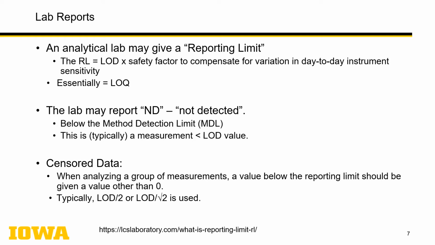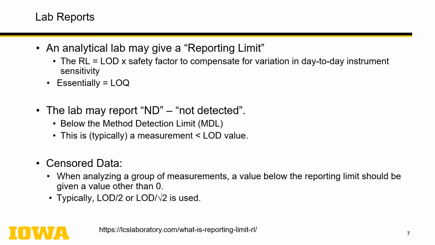Another term they will use if there is something that's way down at the bottom of their instrument sensitivity is called just simply not detected, or ND. So in the EPA terms, they would call this below the method detection limit, the MDL. And as we've been discussing here, it's essentially below the LOD value of the instrument. So again, they won't give you a number, they'll just simply report ND. And this brings up the issue of censored data, as the statisticians would call a non-detect.